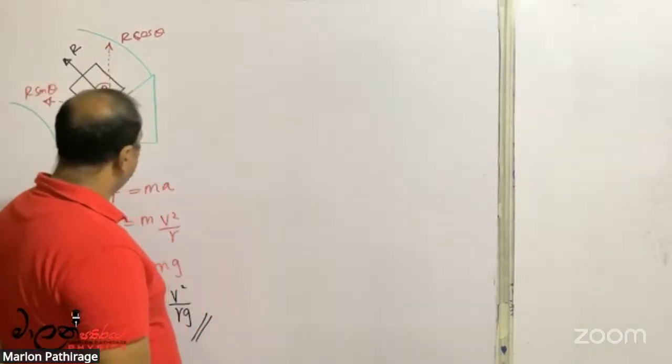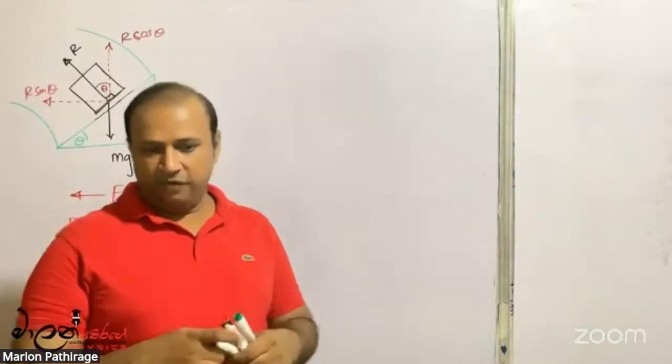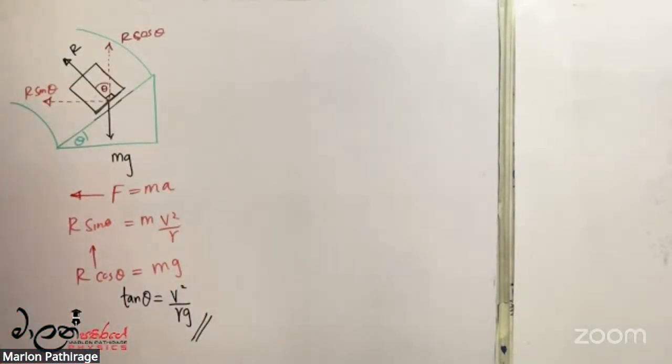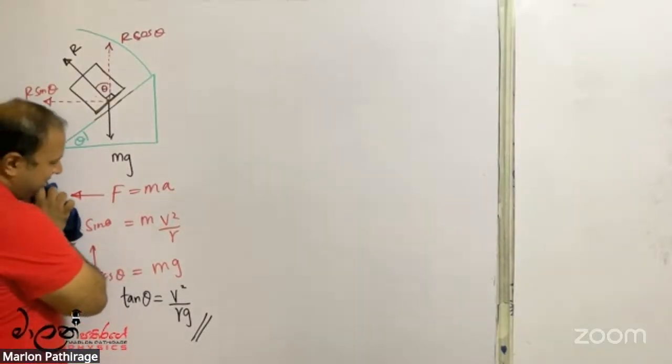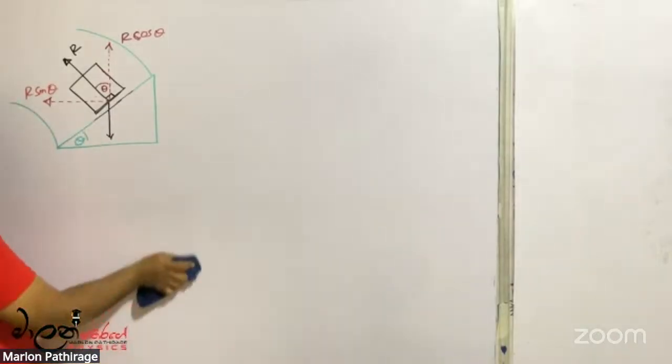Then we can consider the other case. The other case means the case with friction. Balance friction, have down. Maybe you know that very well.